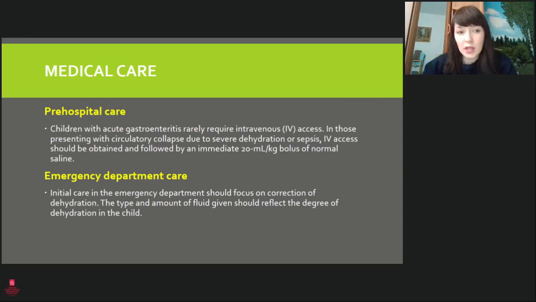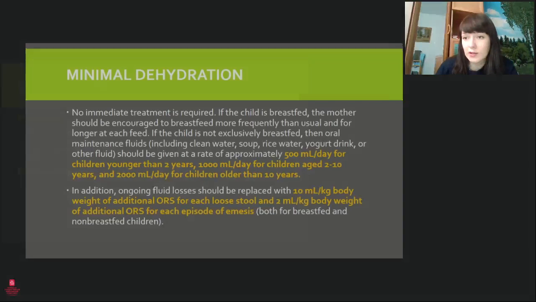Medical care, pre-hospital care. Children with acute gastroenteritis rarely require intravenous access. In those presenting with circulatory collapse due to severe dehydration or sepsis, intravenous access should be obtained, followed by an immediate 20 ml per kilogram bolus of normal saline. Emergency department care. Initial care in the emergency department should focus on correction of dehydration. The type and amount of fluid given should reflect the degree of dehydration in the child.